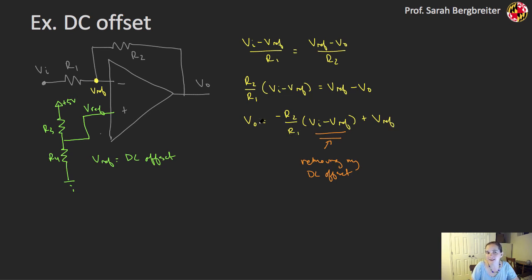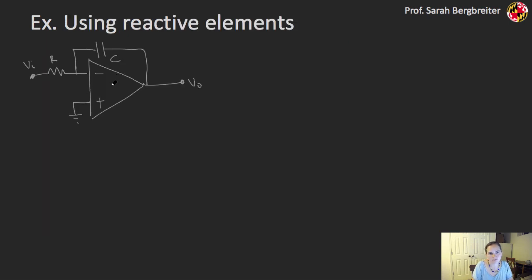And then at the end, in the output, that also gets added back in, so that original DC offset gets added back into my signal, but now the signal that I'm interested in is the part that's amplified, not the DC offset part. Let's do one more analysis of an op-amp circuit where instead of just looking at resistances in our analysis, we're looking at capacitances as well.